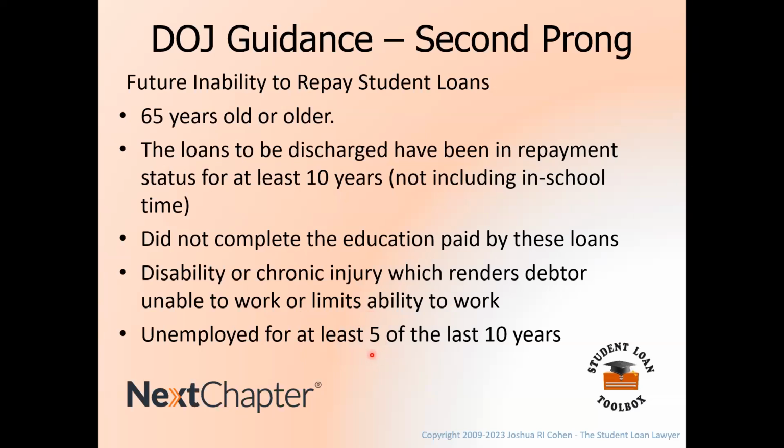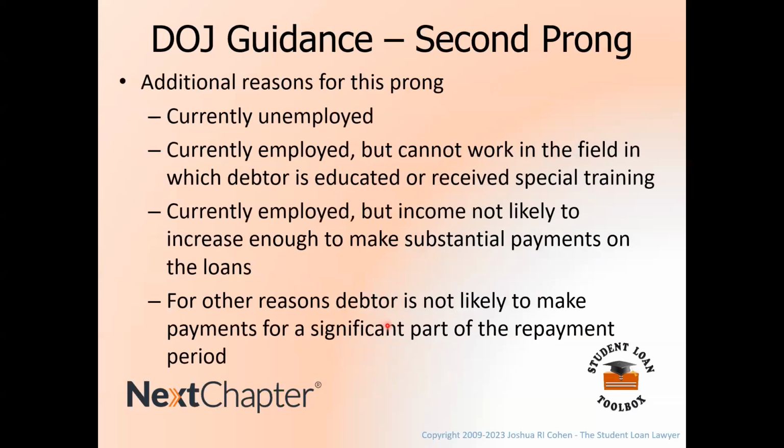Has your debtor been unemployed for at least five of the last 10 years? Okay, see all these check boxes? Additional reasons. Is your debtor currently unemployed? Are they currently employed, but they can't work in the field in which they were educated, or maybe they have special training? I have someone that went to optometry school but can't pass the exam, so he can't be a licensed optometrist. That's a box I can check for him.